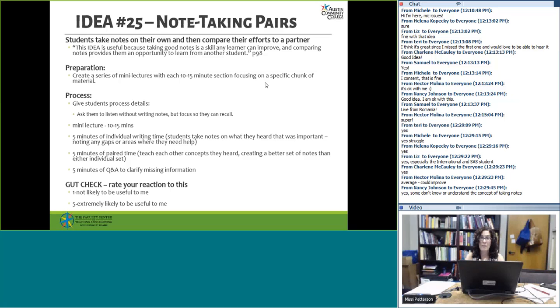So first off, if there are any questions about how this works, I want you guys to let me know. And if you feel like you've got a handle on how this works, go ahead and give me your gut check rating if you'd be willing to chat it to everybody. So again, 1 means this isn't going to work for me, and 5 is it's pretty useful.